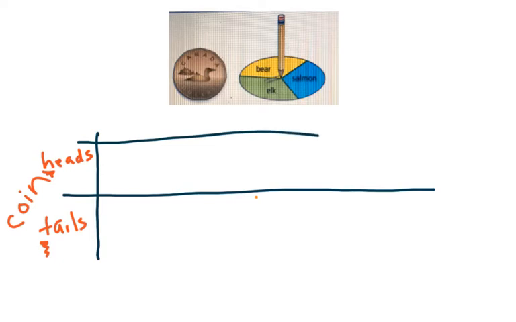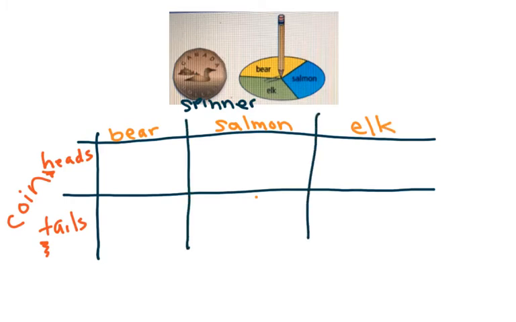Okay, next we have that spinner. The spinner. Okay, the spinner has bear. I believe that was orange. Bear. Salmon. And elk. Okay, so I'm going to start with the coin. Oh, sorry, and also I'm going to use the B, S, and E for the bear, salmon, and elk. So I'm going to start with the coin and then move on to the spinner.